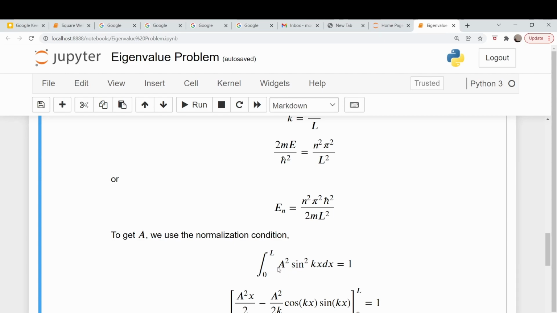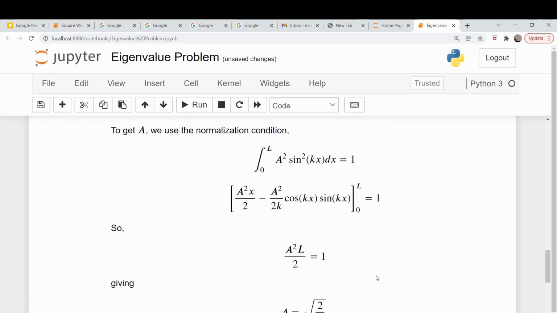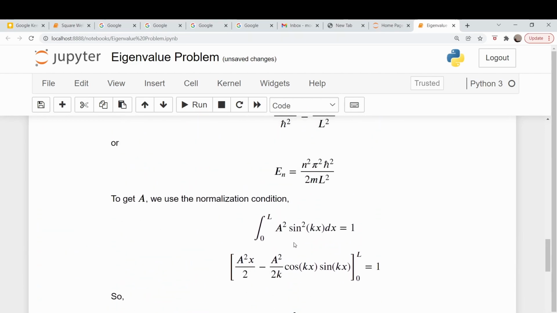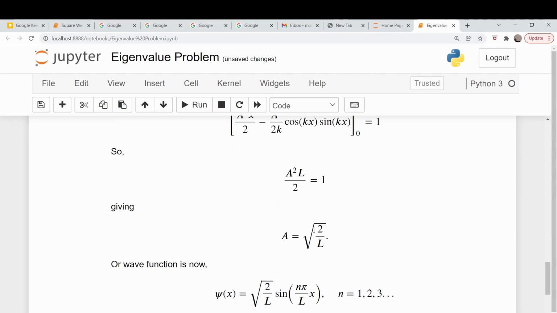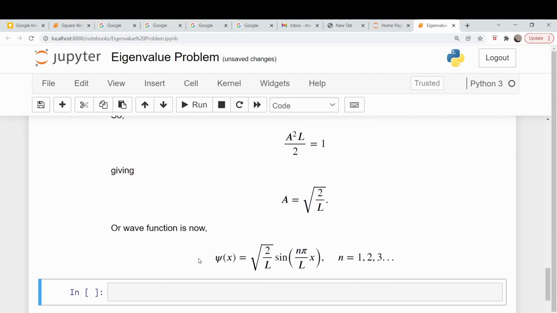The integral between 0 and L of the square of our wave function has to be equal to 1. Let me write some parentheses around this kx here so it's not as confusing. Yeah, that looks a little better. So the square of this integral is equal to 1. We just do the integration, we do a bunch of algebra, and we get A is equal to the square root of 2 over L. So this is our final answer for the actual wave function. Psi of x is equal to this, again, with n equal to 1, 2, and 3.